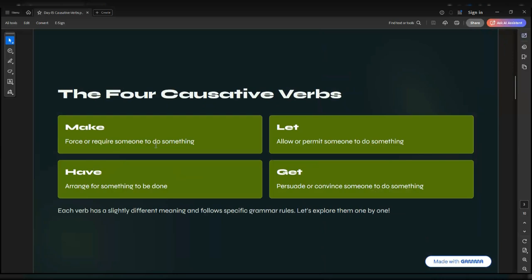Next, there are four causative verbs in total. You can see them in the mind map as well. First one is make, second one let, third one have, fourth one get. First one, make. What is make?